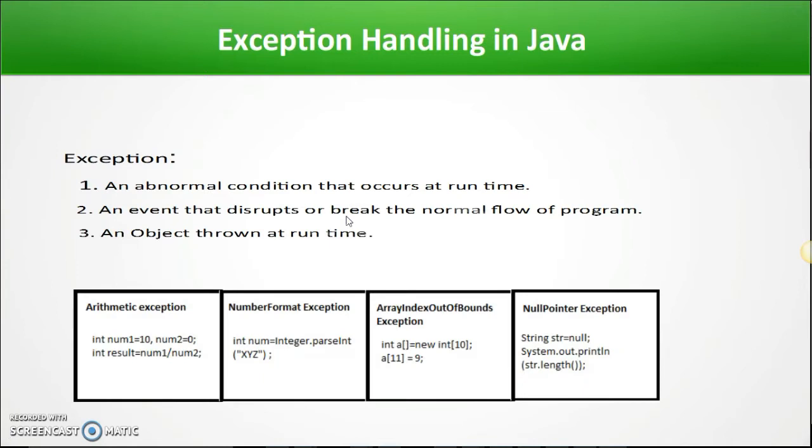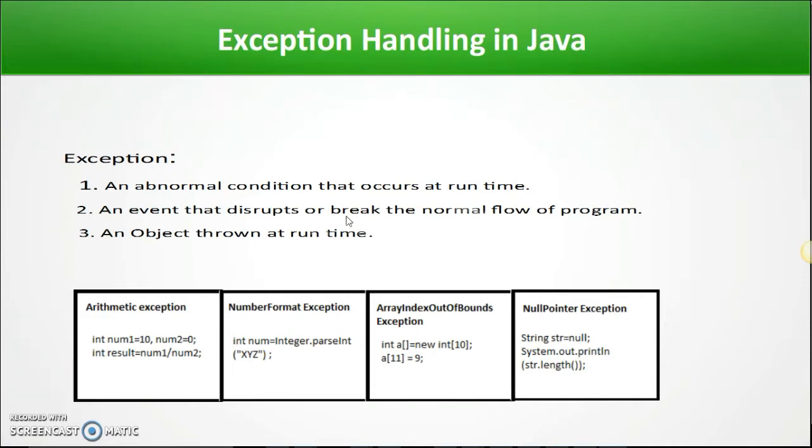Okay, so our next topic is exceptions. An exception is basically an abnormal condition that occurs at runtime. For example, we may be trying to access a file location in the drive, and unfortunately the file is not there, so our program will break at runtime and disrupt the normal flow. That's why I'm saying it is an event that disrupts or breaks the normal flow of the program.